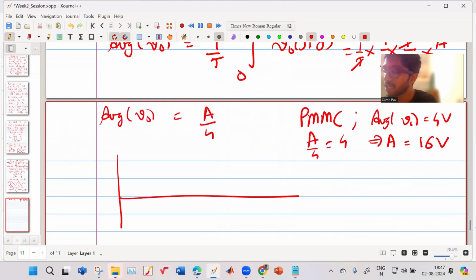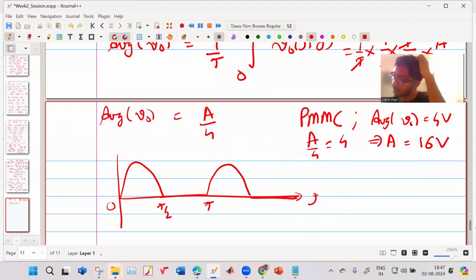If in case the wave was like this, okay, the wave was like this. This is 0, this is T by 2, this is T. Then what is the average value of this wave? Because this is a sine wave. So what is the average value of it? How will we find out? Now they have told that the frequency is 60 hertz. And if you go into the frequency concept, it becomes more complicated.